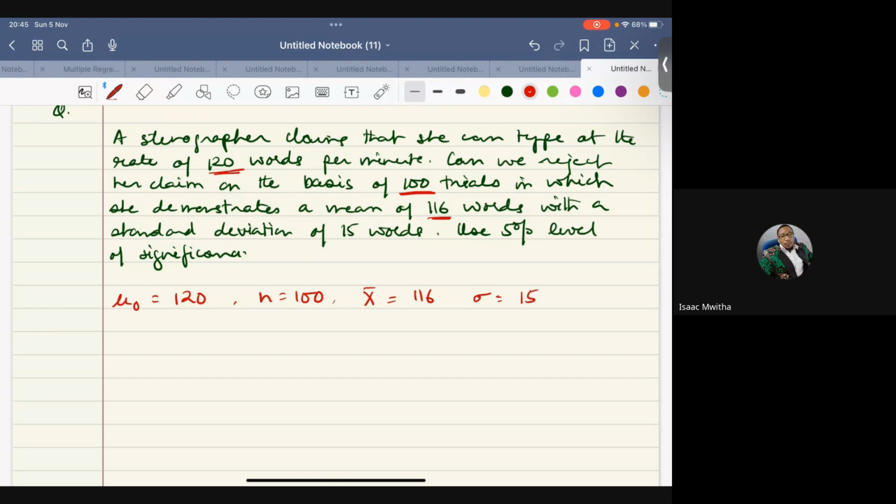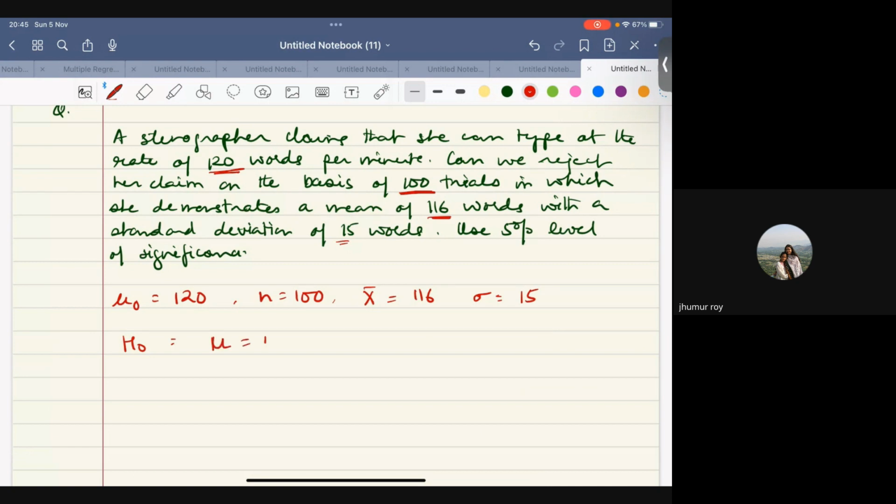First, we will write the hypothesis. What is the null hypothesis? H0: mu is equal to 120, means the person can type 120 words. Alternative hypothesis: mu is not equal to 120.